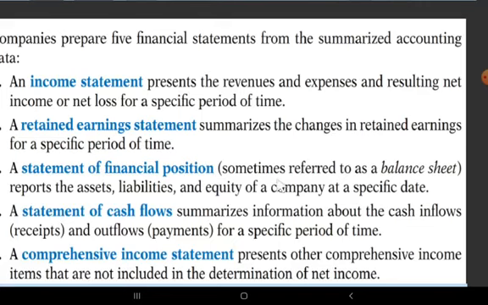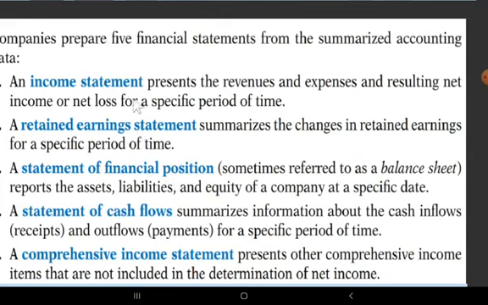A specific date. December 31 is the last date of one accounting period. Then on December 31 we can conclude the financial position, the statement of financial position or balance sheet.